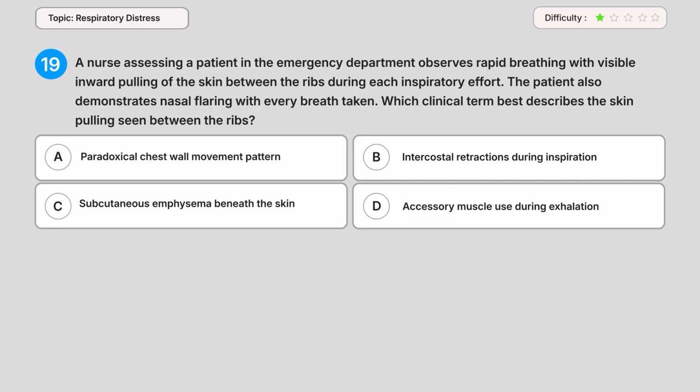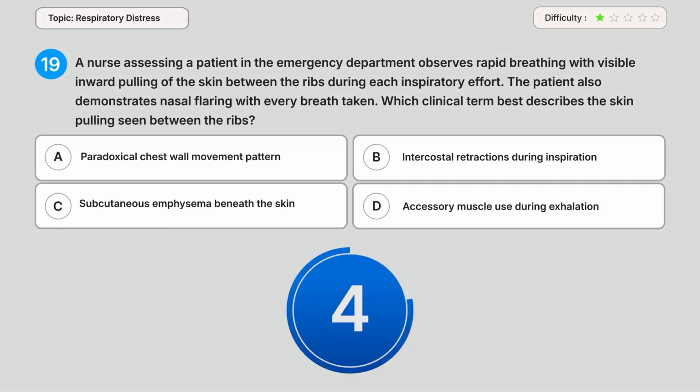A. Paradoxical chest wall movement pattern. B. Intercostal retractions during inspiration. C. Subcutaneous emphysema beneath the skin. D. Accessory muscle use during exhalation. What do you think is the answer?